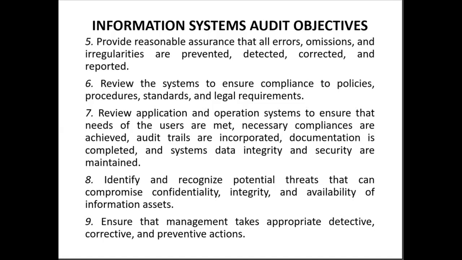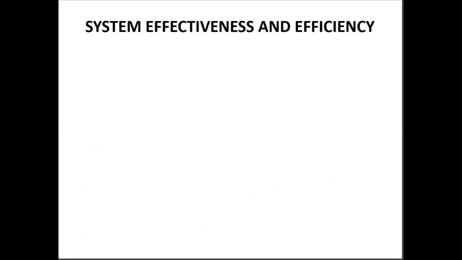Now, considering the objectives of an information system audit, we now want to look at information system effectiveness and efficiency. And all information system auditors are required to know the difference between these two terms, system effectiveness and system efficiency. It is important that an information systems auditor understand the difference between these two, because during the course of information systems audit, the auditor is often required to comment on the effectiveness and efficiency of what of a system.